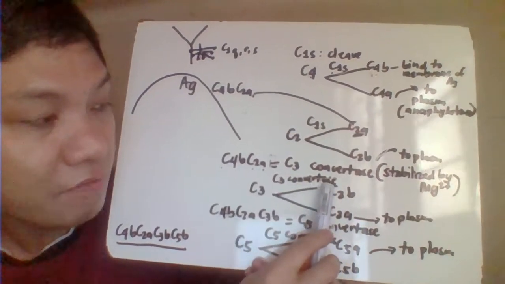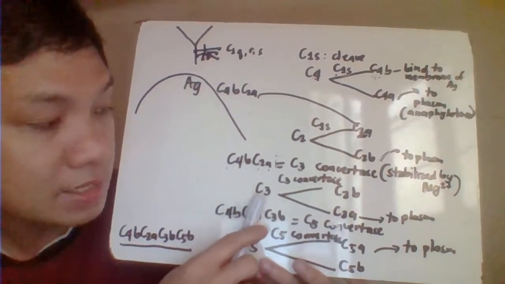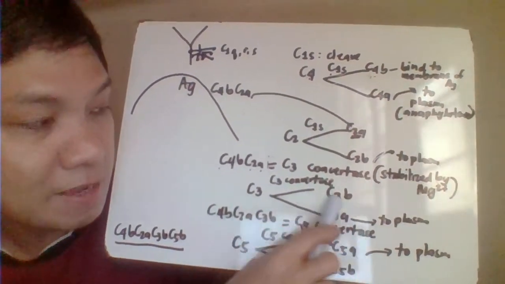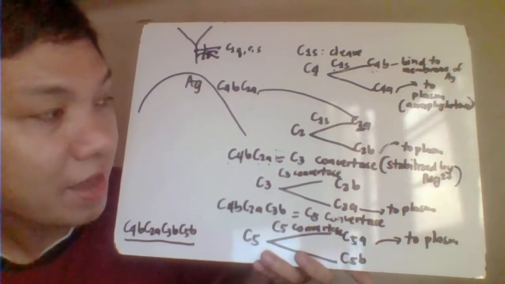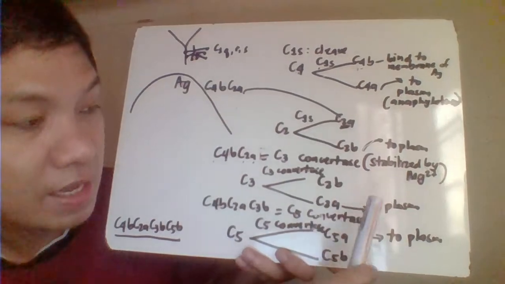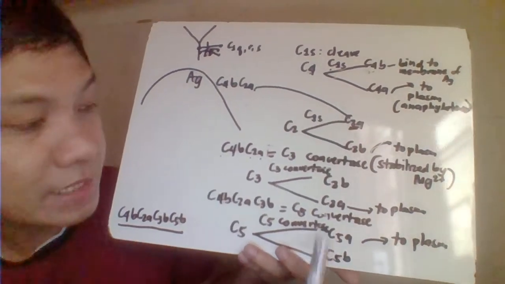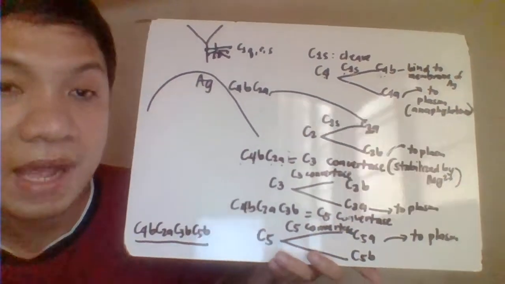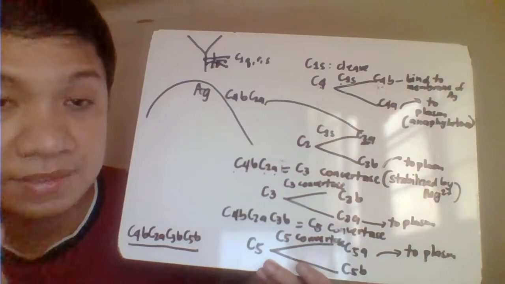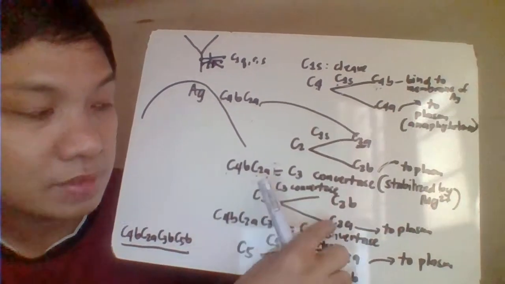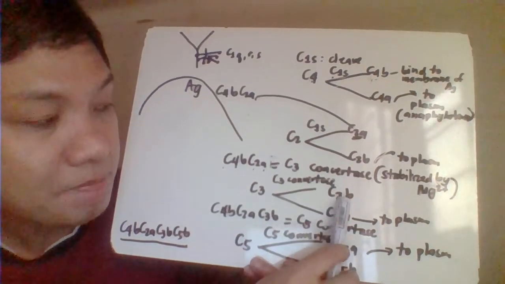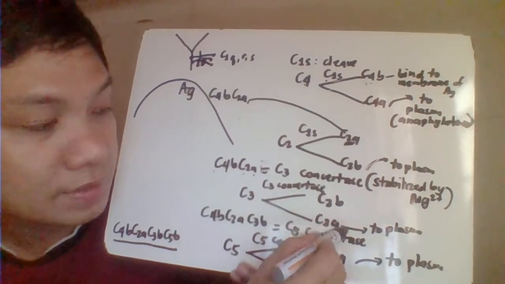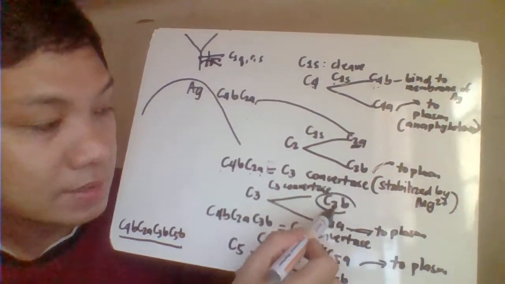Your C3 convertase will cleave C3 into C3b and C3a. Then eventually we have your C3b. Your C3a will be released to your plasma, where it can act as an anaphylatoxin. This one also acts as a chemotoxin. Then what happens to the C3b, since C3a was released to the plasma? So C3b is what remains.